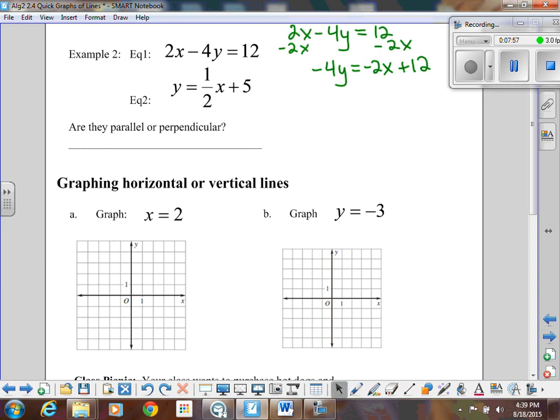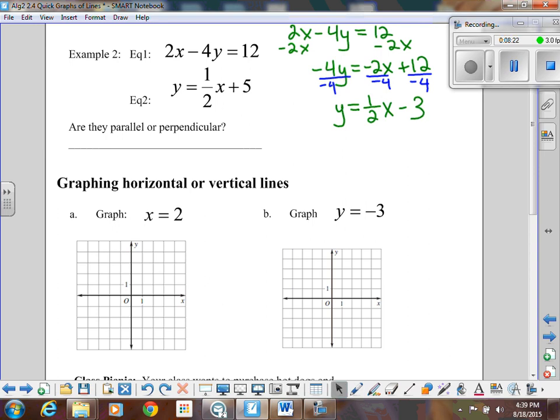And then I still have to divide everything by negative 4. That's so I get the y all by itself. So I get positive y, and then I'm going to reduce negative 2 divided by negative 4. That reduces to positive 1/2 x. If you're having trouble with that, use your calculator to help you reduce. And then 12 divided by negative 4 is negative 3.